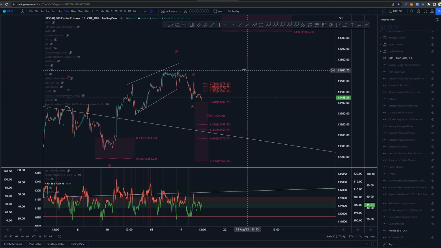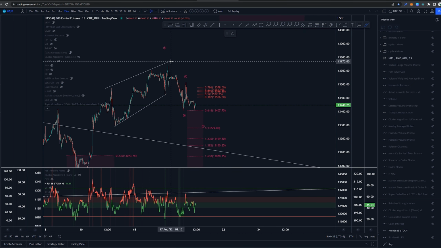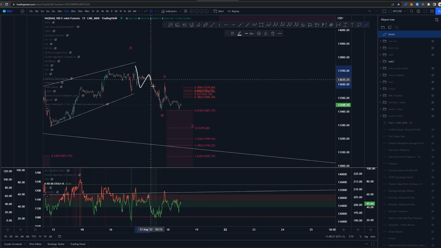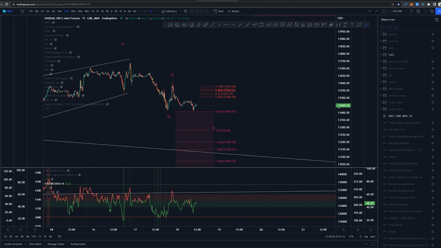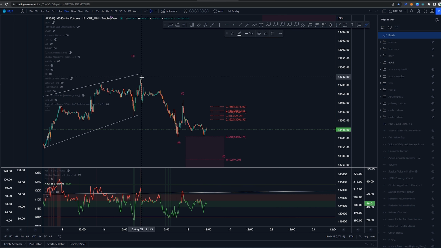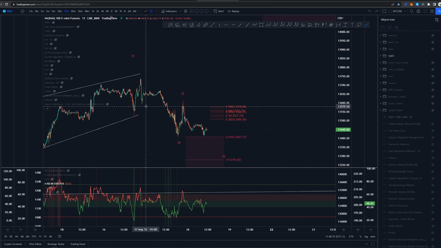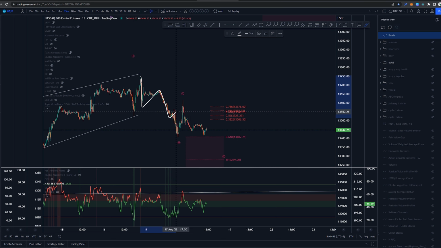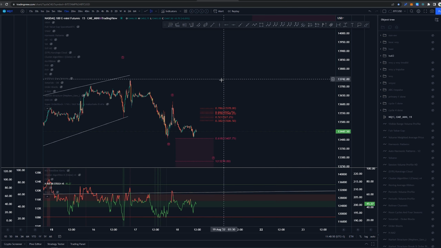And then after that very high we had on the 16th of August, we could have this as another three-wave structure like so. It is possible to have this as a five-wave as well, I guess. That's how I had labeled it in the more bearish version of the S&P 500, in which this would be 1, 2, 3, 4, and 5. However, the extensions don't make really too much sense.